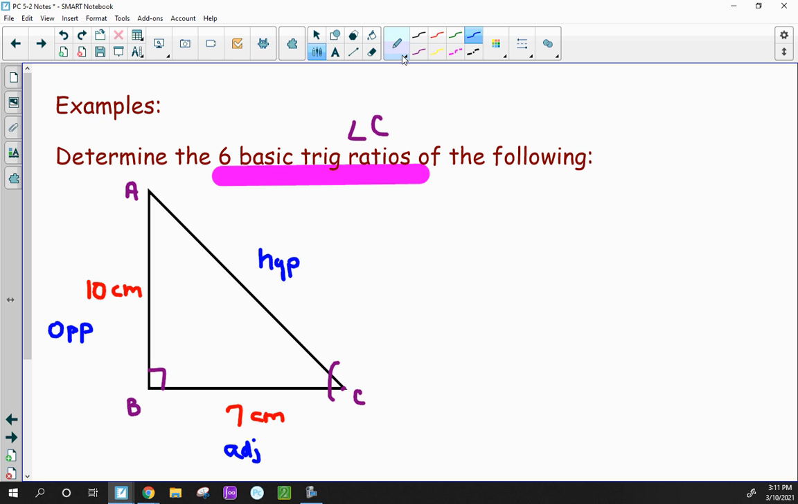Okay, so we're looking at, for all 6 basic trig ratios, the sine of angle C. Sine's definition is O over H. Opposite would be 10. H, I'm not sure. And so what I need to do now is, where I have a right triangle with 2 given sides but I don't know the third, I need to use the Pythagorean theorem to find the missing side.